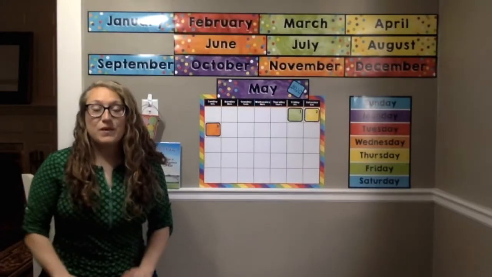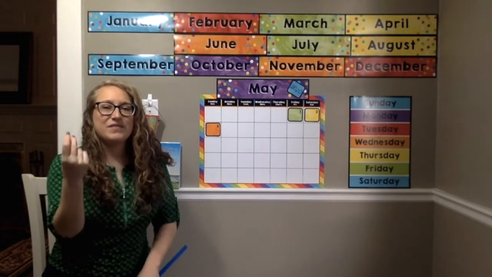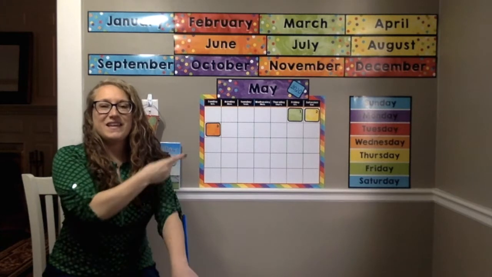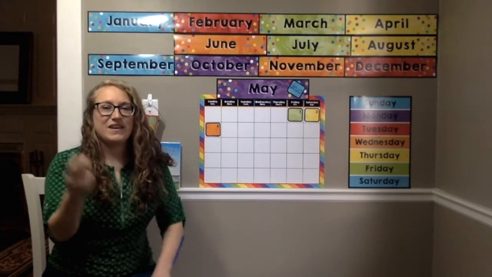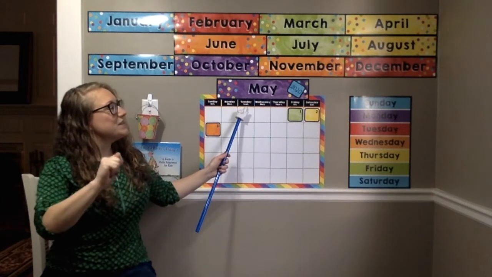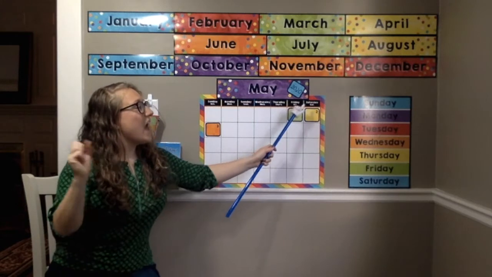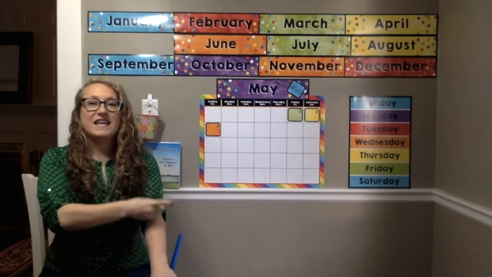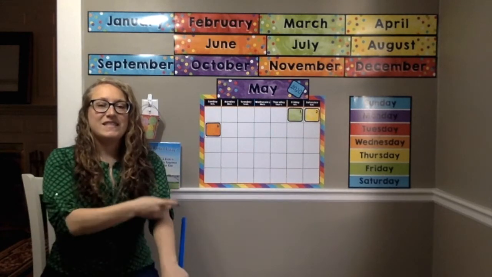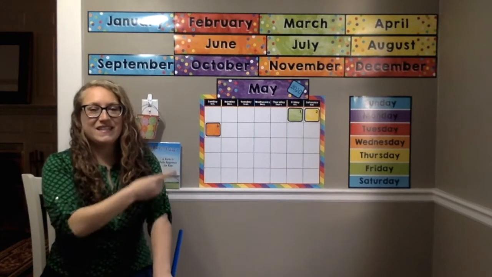Time for our Days of the Week song. Days of the Week. Days of the Week. There's Sunday and there's Monday. There's Tuesday and there's Wednesday. There's Thursday and there's Friday. And then there's Saturday. Days of the Week.